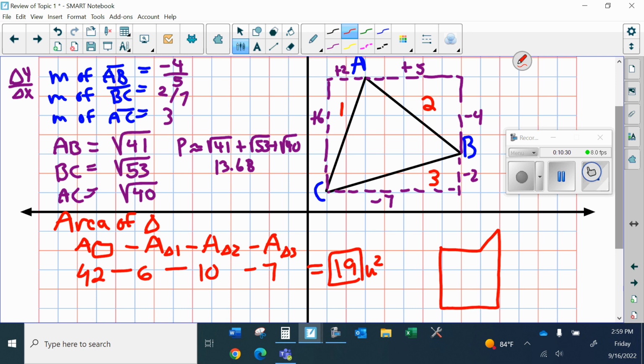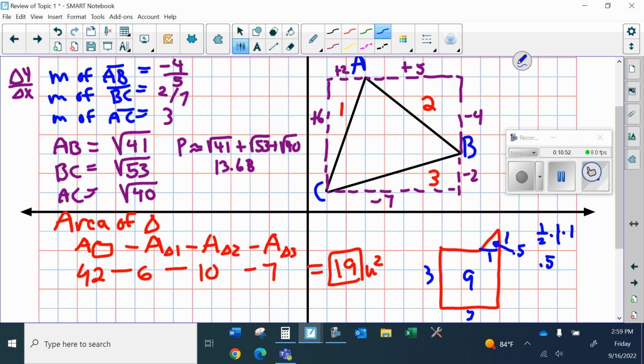Let's say that was my composite figure. Pretty basic. I could go ahead and cut that off right there. And I have a 3 by 3 square there, so that's 9 square units. And 1 by 1 there, and that's a triangle, so it's 1/2 times 1 times 1. So half of 1 is 0.5. So that area would be 0.5.